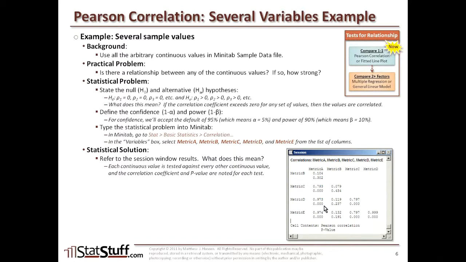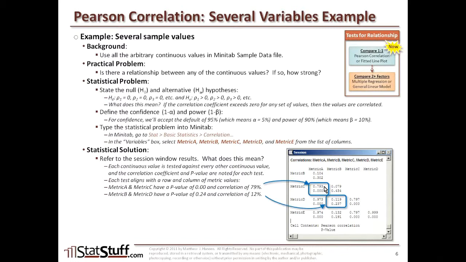The way to interpret each of these sets of cells too, it tells you at the bottom the p-value is the value that's beneath each one of these. The Pearson correlation, or that correlation coefficient, is the upper value within each of these contents that are listed here. So what do we do with this? Each test is going to align with a row or column for the metric values, and as an example, we'll say we're comparing metric A to metric C. It has a p-value of 0, and the correlation here is 79%. Then we might compare that to another comparison of metric B to metric D. In this case, the p-value is about 24%, or 0.237, and the correlation is actually 12%.